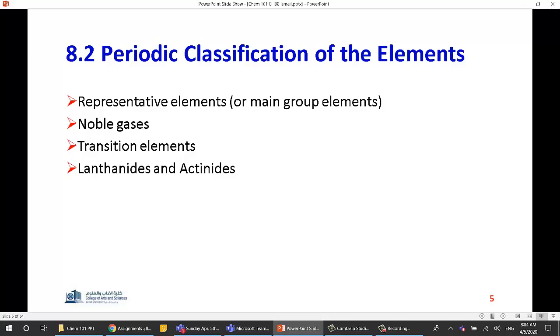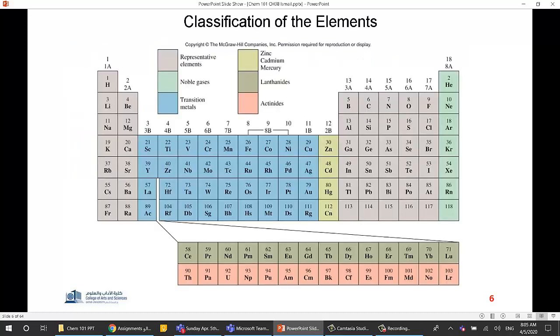Now, the modern periodic table contains four major groups of elements, or major classifications. The first one is called the representative elements, or what we call the main group elements. We also have the noble gases, which basically don't react with anything, but it was discovered recently that they do react. Some of them do make compounds. We also have the transition elements, and the lanthanides and actinides.